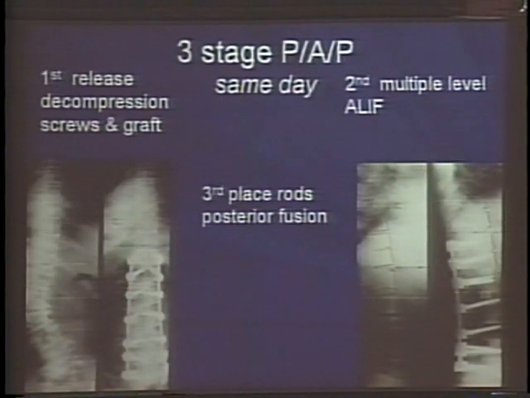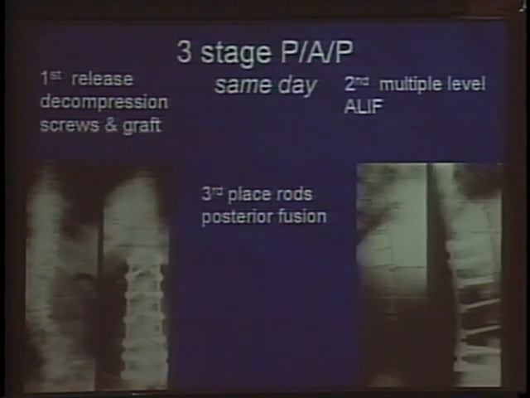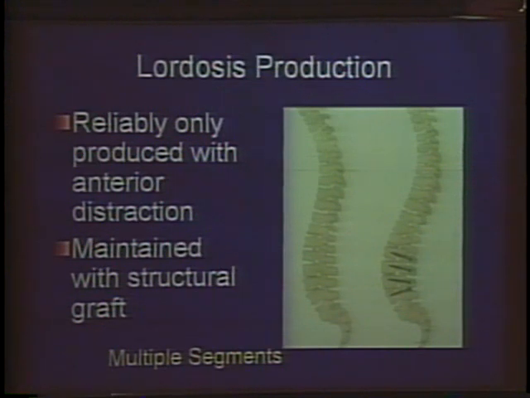My personal preference is for a three-stage same-day procedure, which would be going in the back first with decompression, screws, and graft. Then the second stage would be multiple ALIFs, and the third stage would be rod placement. And the reason for this, I think in these degenerative conditions, you can reliably produce lordosis only by removal of the anterior longitudinal ligament and annulus, anterior distraction. And then when you do anterior distraction, you require interbody grafts to maintain that. And this also allows very good grafting of the inner space with either autogenous iliac bone or with the BMP.